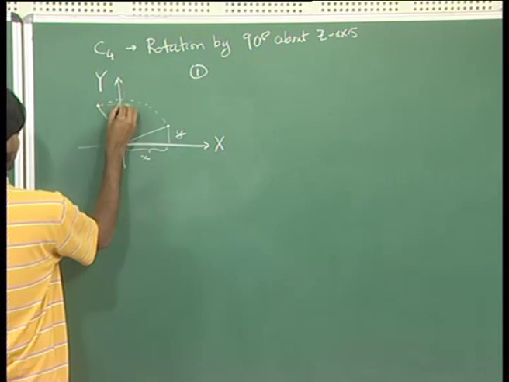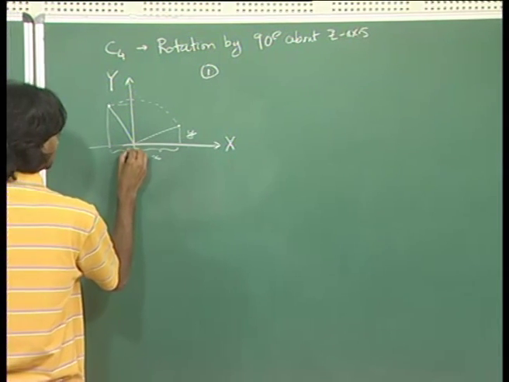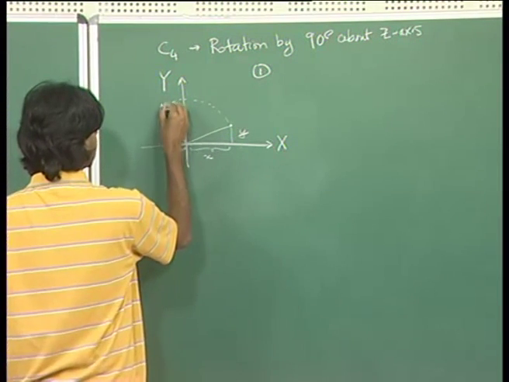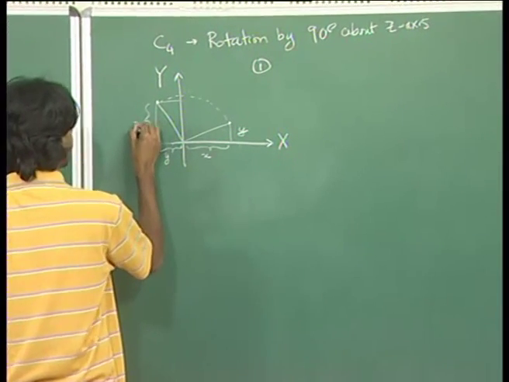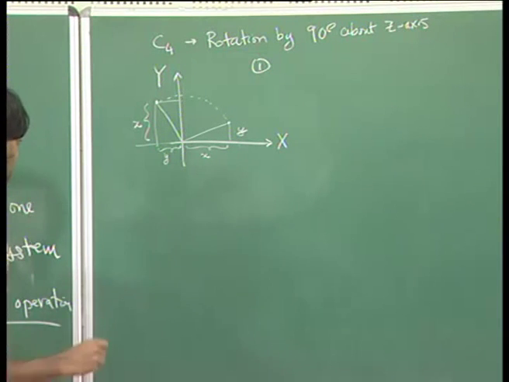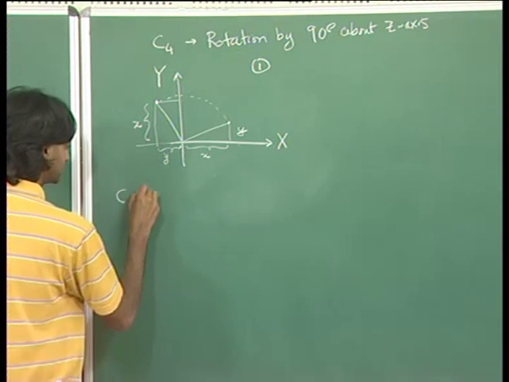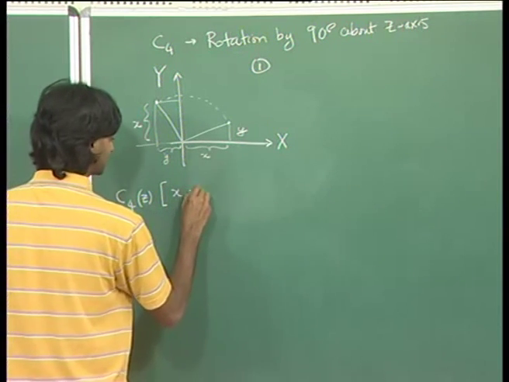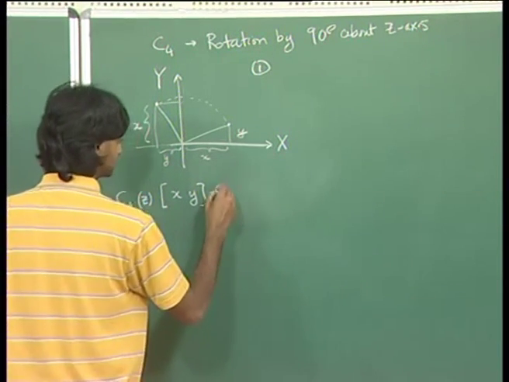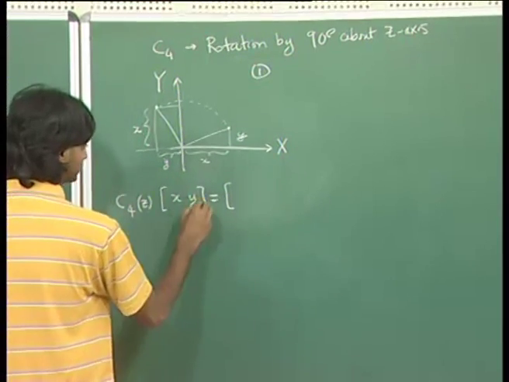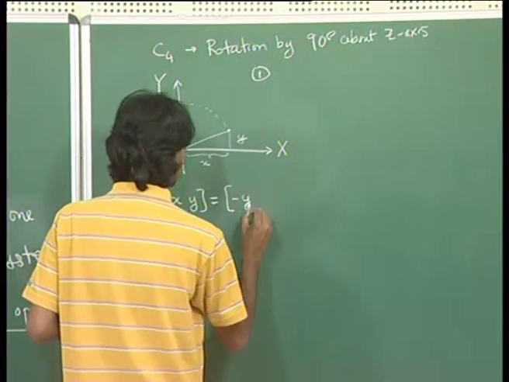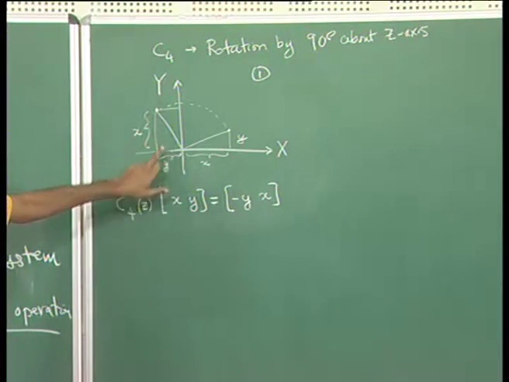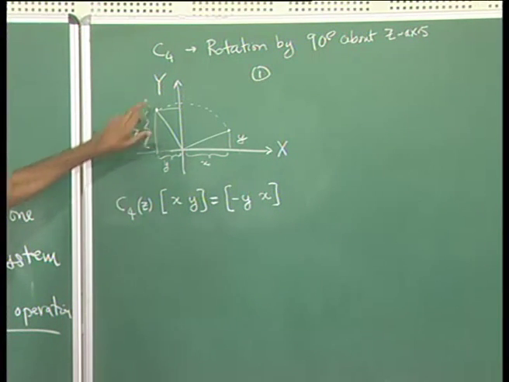Now the x coordinate of this point is same as y, but the x coordinate has changed sign. So this distance is y, this distance is x. So when you operate C4 about z axis on an arbitrary point x y, you get a point. So the new x coordinate is minus y and the new y coordinate is x. So this new point has coordinates minus y and x.